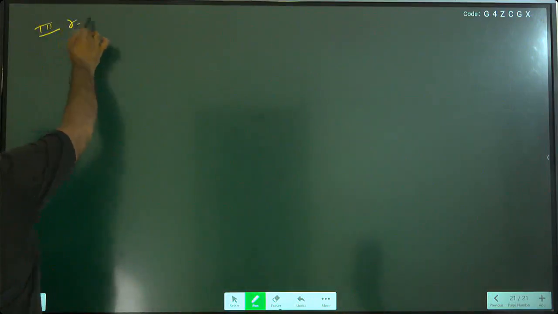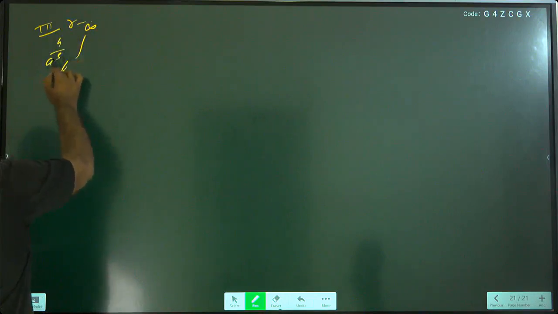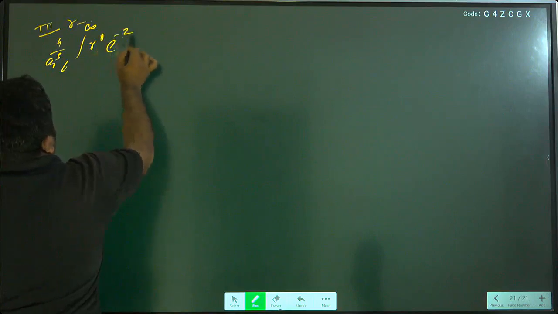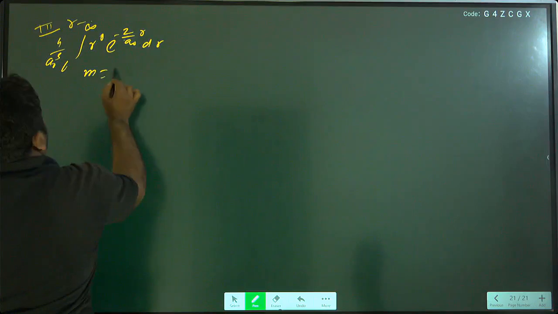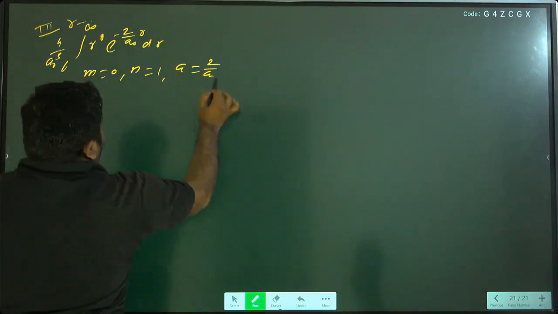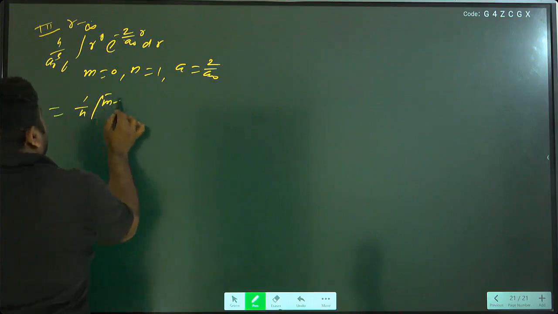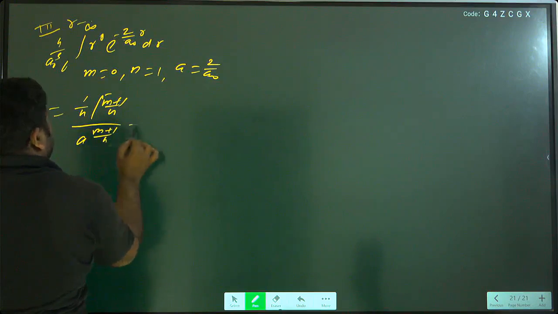Third method, using the gamma function. Gamma, limit 0 to infinity, 4 upon a naught cube, r to the power 0 e to the power minus 2 upon a naught into r dr. What is the value of m? 0. What is the value of n? 1. What is the value of a? 2 upon a naught. The formula is 1 upon n gamma of m plus 1 upon n, divided by a to the power m plus 1 upon n.